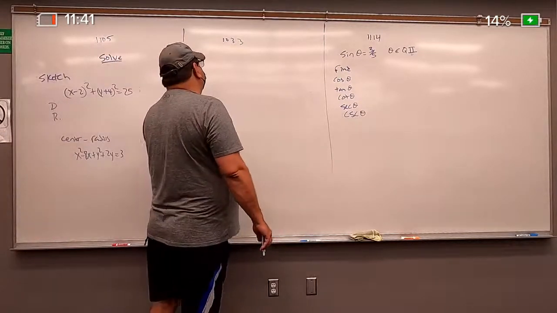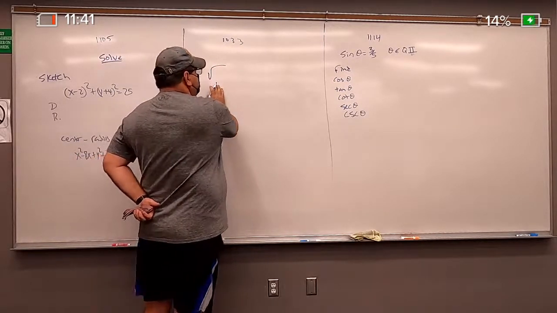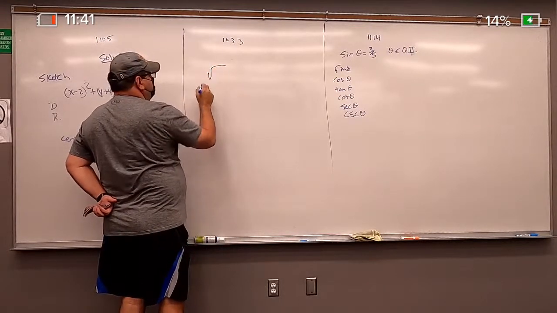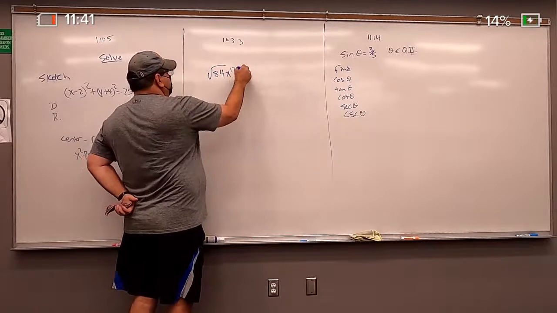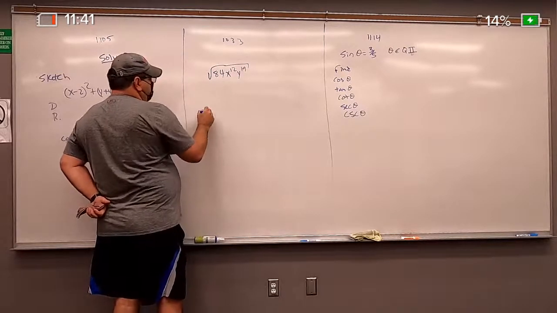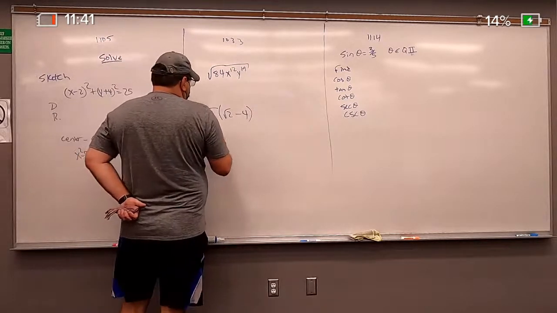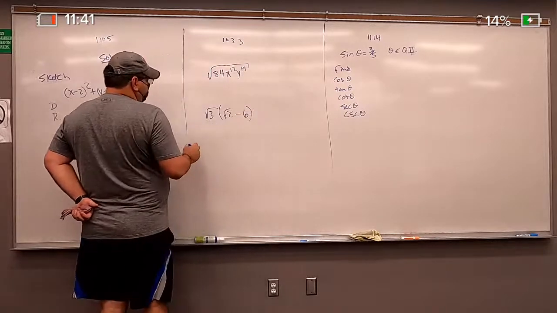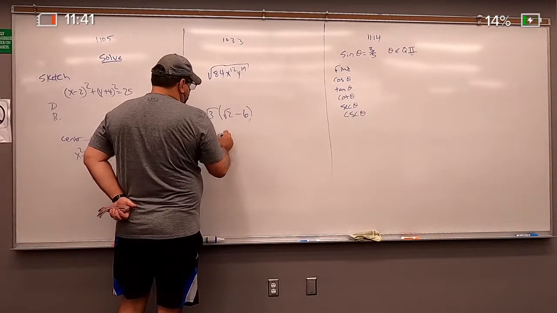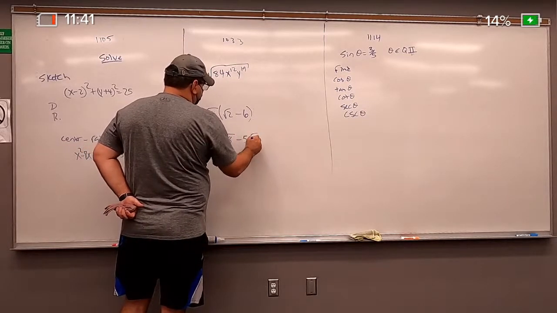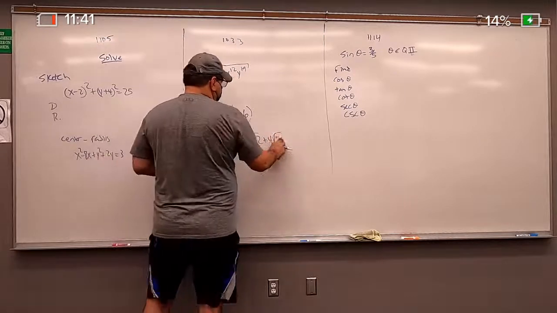Kyle. Let's go break this down. Square root of 84 x to the 12th y to the 19th. Let's go square root of 3 times square root of 2 minus 4. No, minus 6, excuse me. And then let's go, square root of 8 minus 5 square roots of 72 plus 4 square roots of 27.